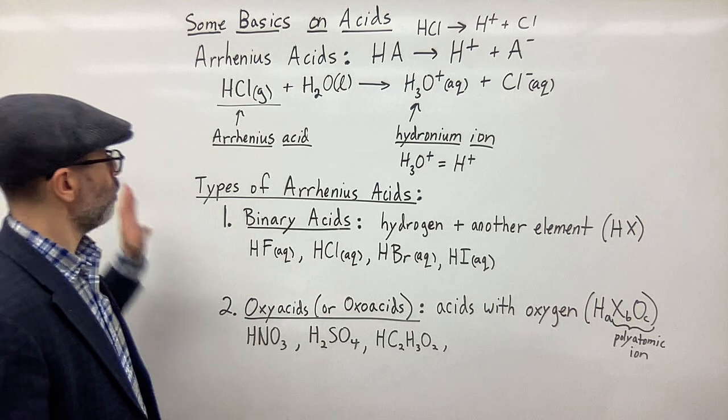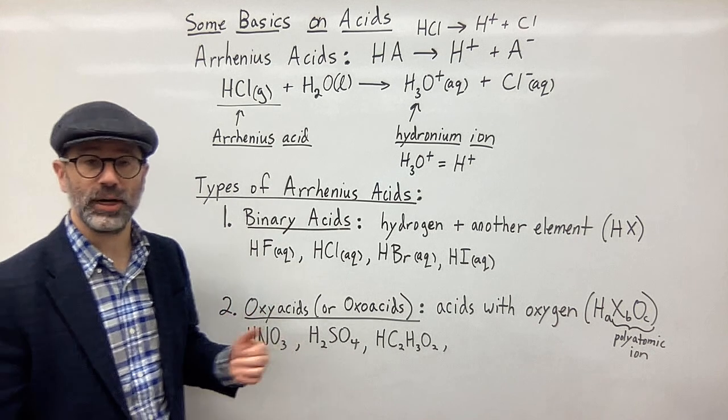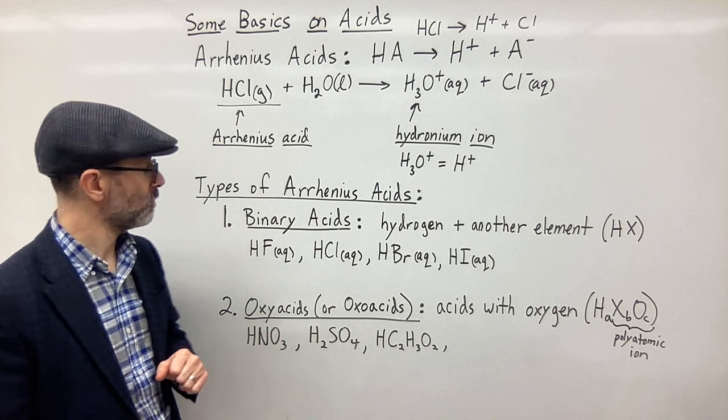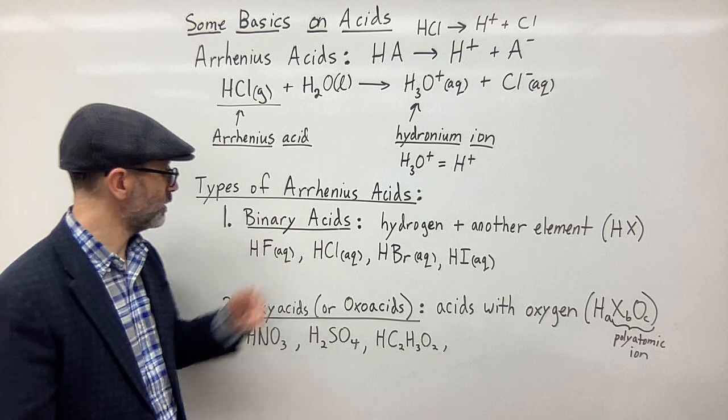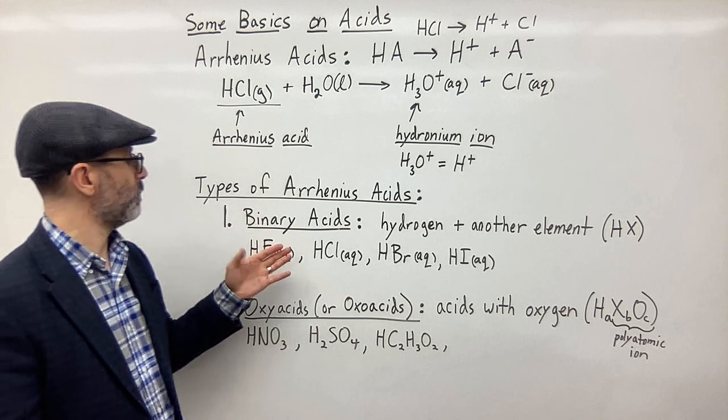Now, when we're talking about Arrhenius acids, there are two types of Arrhenius acids that we need to cover. There's the binary acid, and then there's the oxyacid. So let's start with the binary acid.